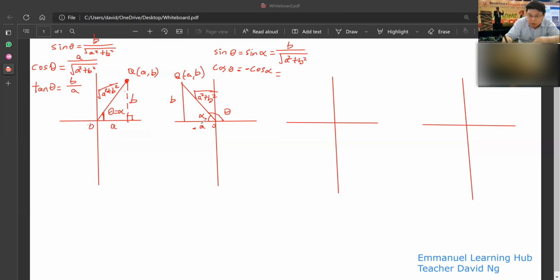This part is negative x, so it's negative A over the square root of A squared plus B squared, adjacent over hypotenuse. So obviously you have a negative answer, because it's the second quadrant, cosine. Then tangent also a negative answer. Your theta is this angle, by the way, but you change it to the basic angle so that I can use this triangle. Understand what I mean? So tangent theta is negative tangent alpha. Then what is your tangent alpha? Tangent is opposite over adjacent.